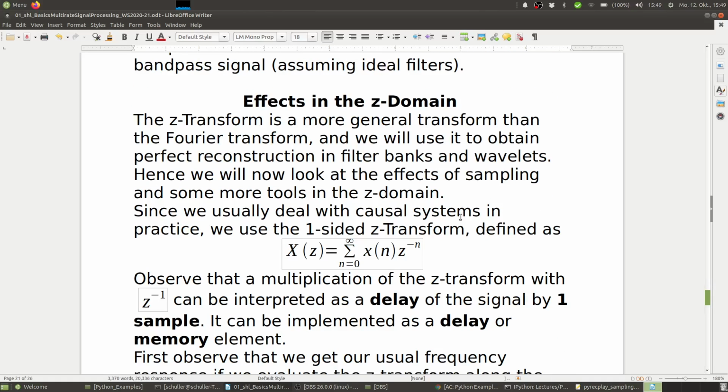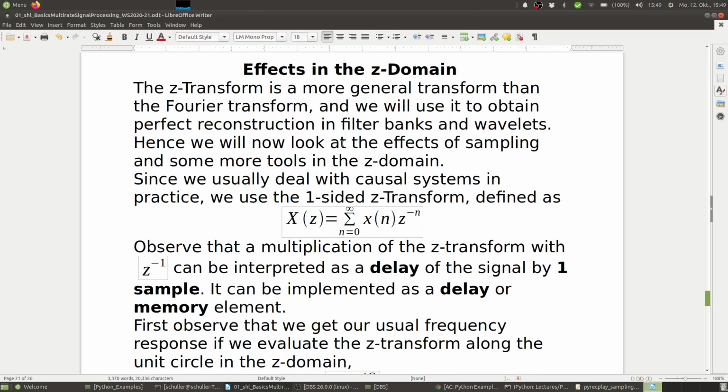Yeah, and these effects that we just saw in the DTFT domain work the same in the Z domain. So you should all be familiar with the Z transform. So here's the one-sided Z transform, which we always use because we assume that we have causal signals which start at some point in time. So this time point is then n equals 0. But it might continue to infinity.